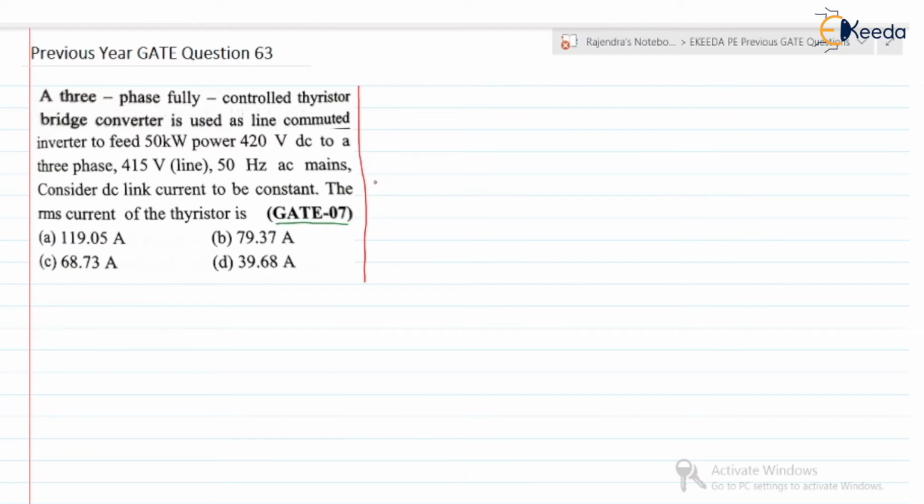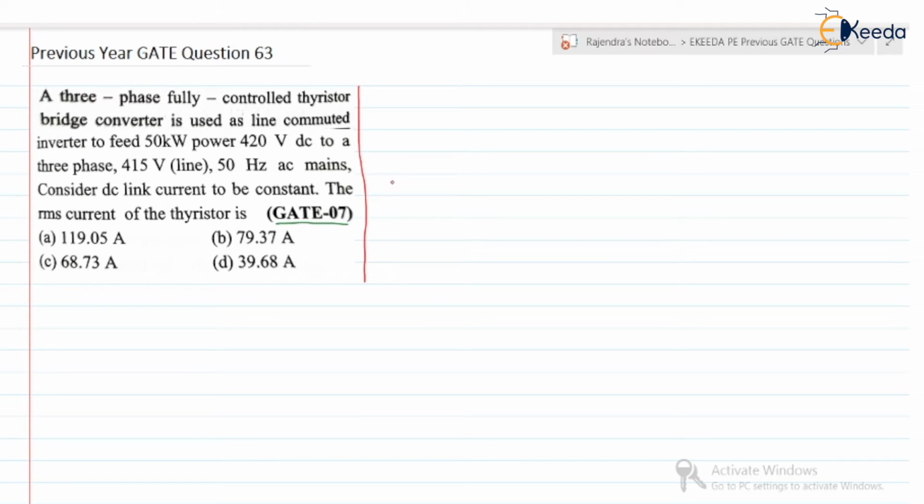A three-phase fully controlled thyristor bridge converter is used as line commutated inverter to feed 50 kilowatt power at 420 volt DC to a three-phase 415 volt line, 50 Hz AC mains. Consider DC link current to be constant. The RMS current of the thyristor is? So they have asked for the RMS value of the current flowing through the thyristor.